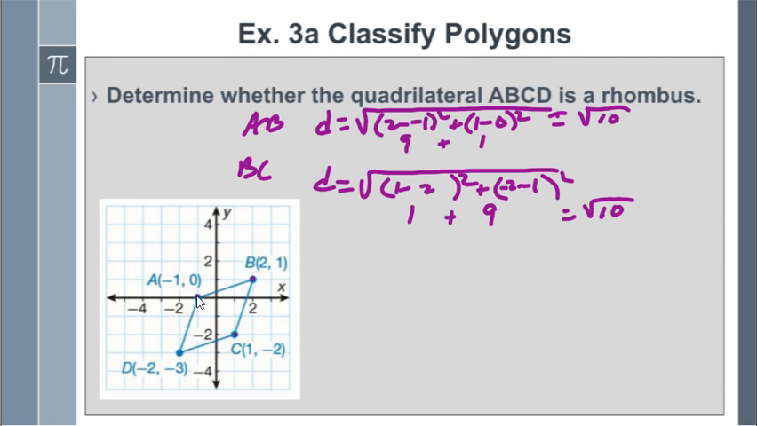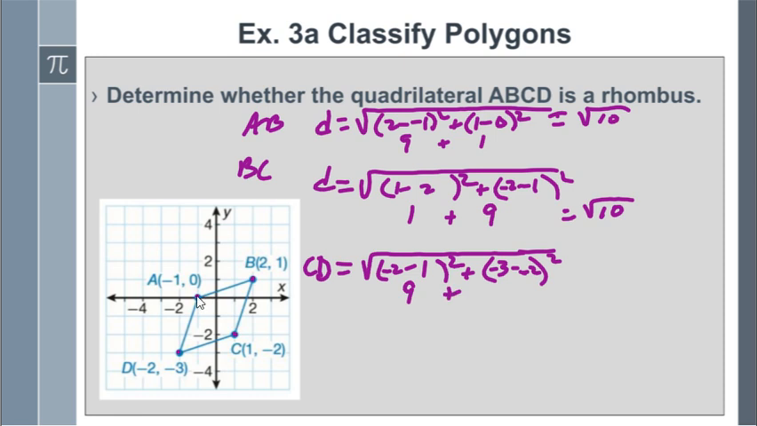Next, we need to find from C to D. So C to D. We have negative 2 minus 1 squared and negative 3 minus a negative 2 squared. Negative 2 minus 1 is negative 3. Negative 3 squared is 9. Negative 3 minus a negative 2 is a negative 1. Negative 1 squared is 1. So that gives us the square root of 10.